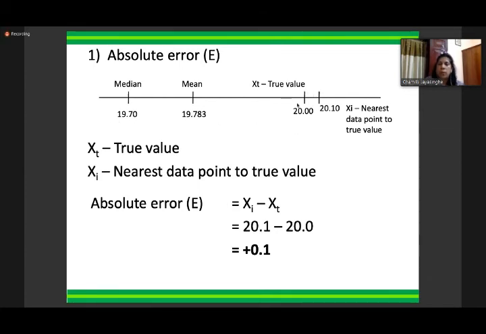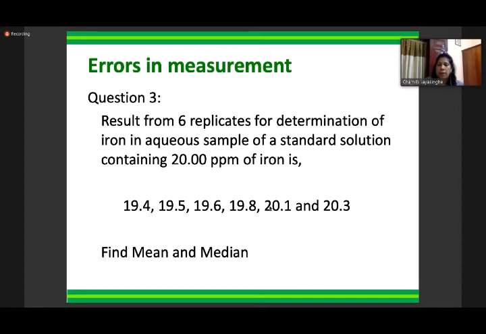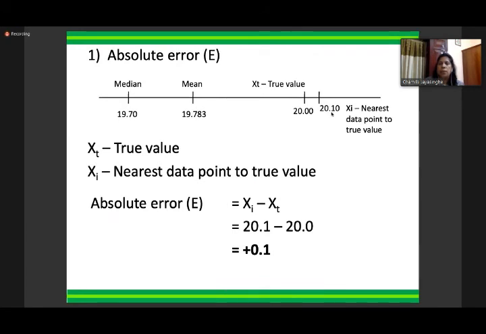So what is that now? We know that the true value is 20, right? Have you remembered I asked you to take notes about this one? Now the true value is 20, and the nearest value is 20.1. Taking 19.8 and 20.1, out of these two values 20.1 is the nearest value to the true value. The nearest value is 20.1. So we call it xi.